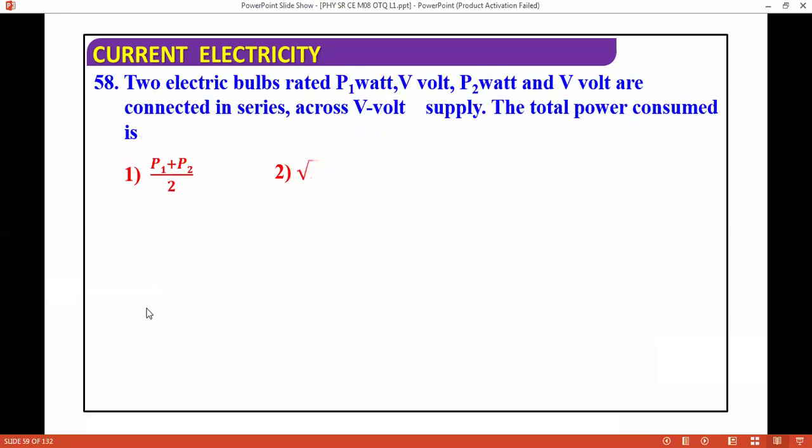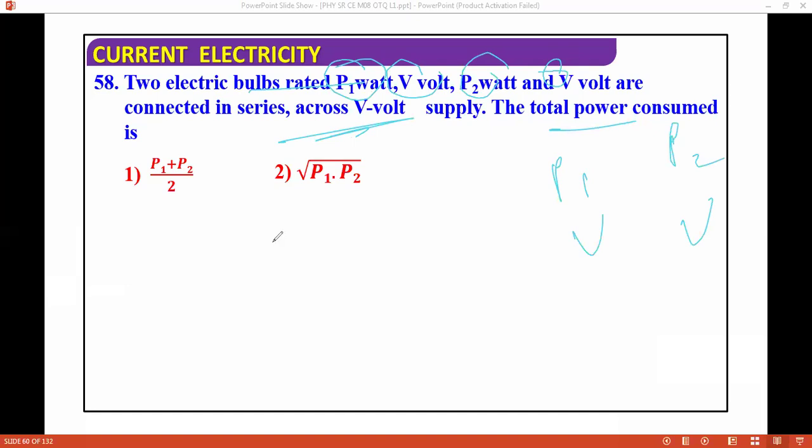Next question, we are moving to electrical. Two electric bulbs rated P1 watt, V volt and P2 watt, V volt are connected in series across a V volt supply. The total power consumed is? This is a very good question, a very good concept from a rank point of view.